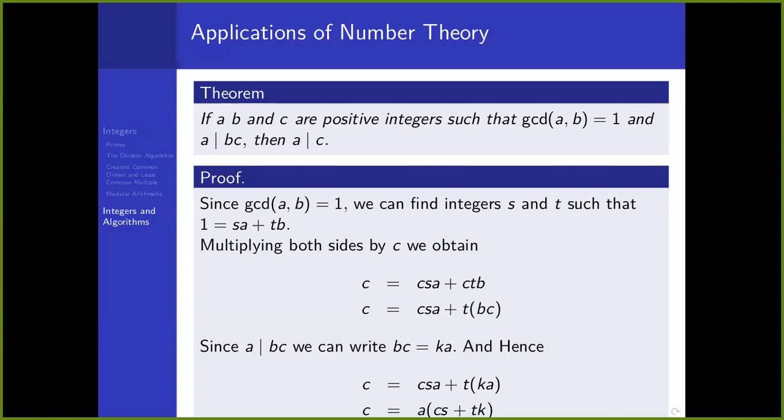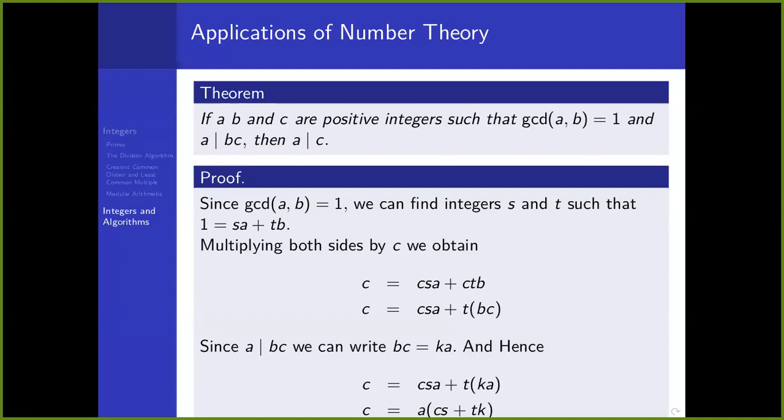Now, also in the theorem, we are told that A divides BC, right? So I can write BC as a multiple of A, KA, and I substitute that in the equation to get C is equal to CSA plus TKA. Now A is common, so I can pull it out so that I'm able to write C is equal to A multiplied by (CS plus TK). So I've been able to write C as a multiple of A, and therefore I have shown that A divides C.